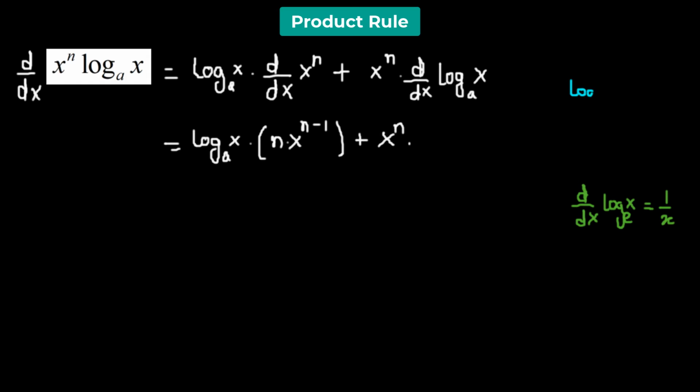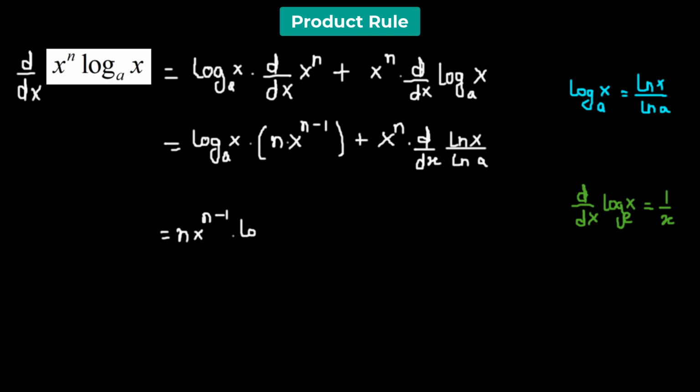So we'll have log of x with the base of a, which is equal to natural log of x divided by natural log of a. So that means we'll now have the derivative of the natural log of x divided by natural log of a. So we get n times x raised to the power of n minus 1 times log of x to the base of a plus x raised to the power of n.